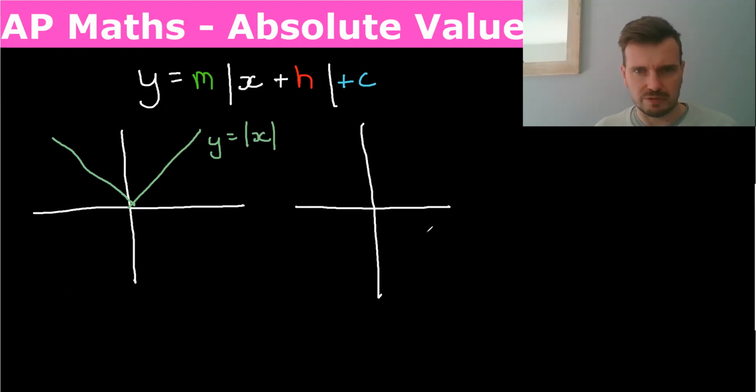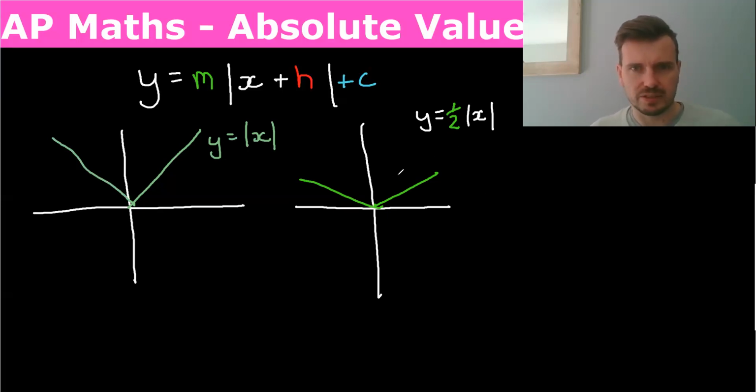So for example, if you had y equals a half x, then that would be less steep. So this is the normal, and then the half one would go like that. So the other number was the one that stood before the absolute value. The greater it was, the greater the steepness, yes.